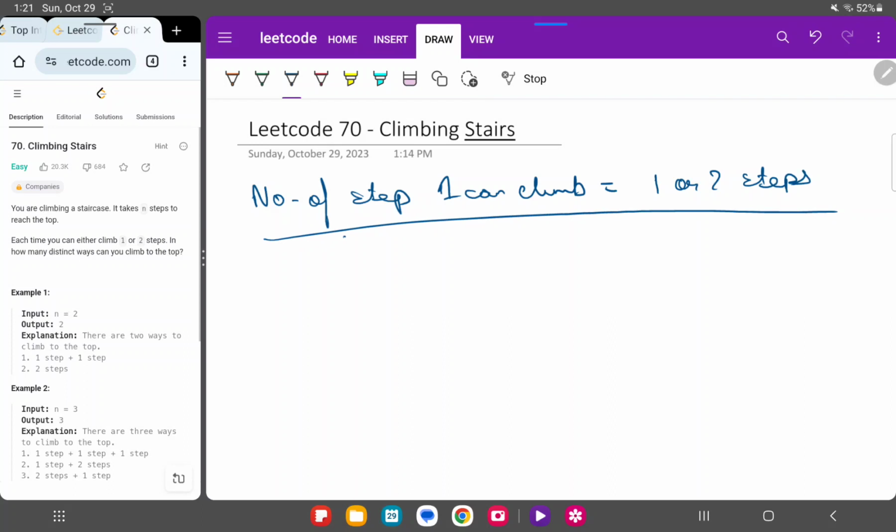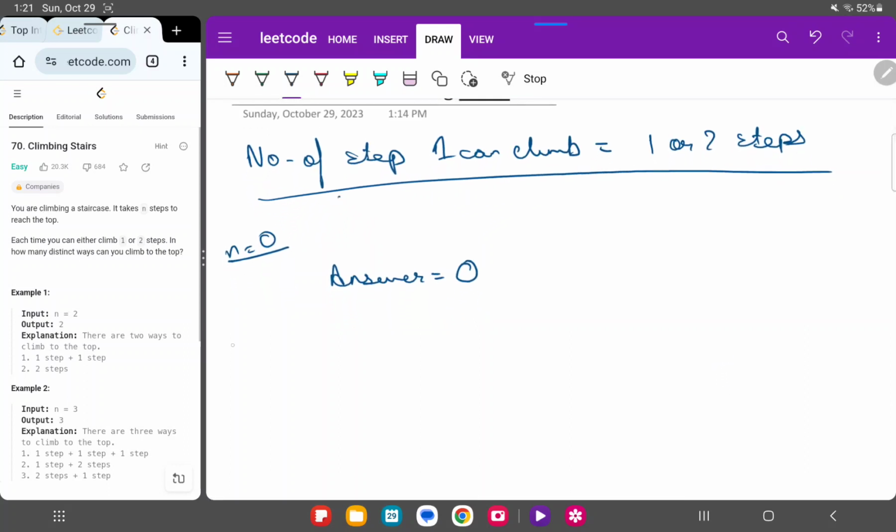Alright, so let's start from the very base case, which is n equals 0. So the answer here would be 0 because we don't need to climb anything, right? So we just say answer equals 0. Now let's say n equals 1. For this, the answer would be 1. How? Because to climb one staircase, what are the ways that we can climb one staircase? Just one, which is climbing one staircase.